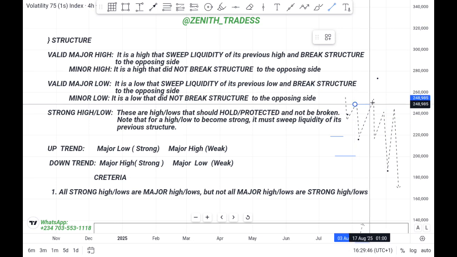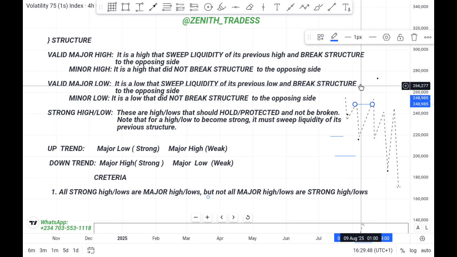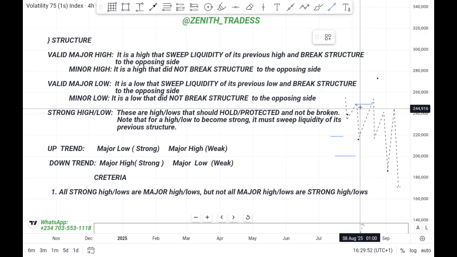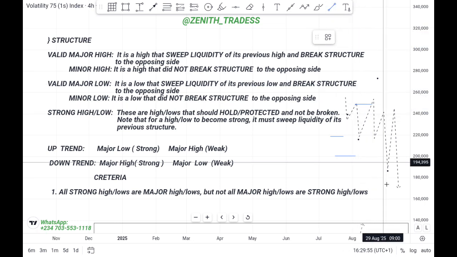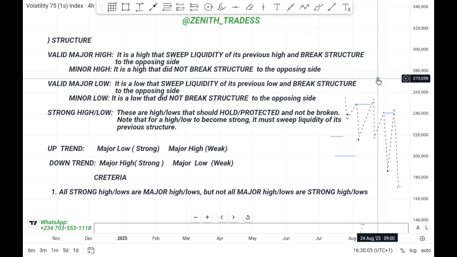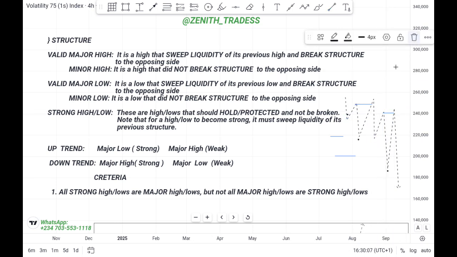So a valid major low is a low that sweeps liquidity of the previous low and also breaks structure to the opposing side. So they sweep liquidity of this low, break structure to the opposing side, and also sweep liquidity of this low. Here too, this low sweeps liquidity of this low and comes here to sweep liquidity of this high before moving down. The ones that were not able to sweep liquidity of their previous high before moving down are minor highs, and those are internal structures.